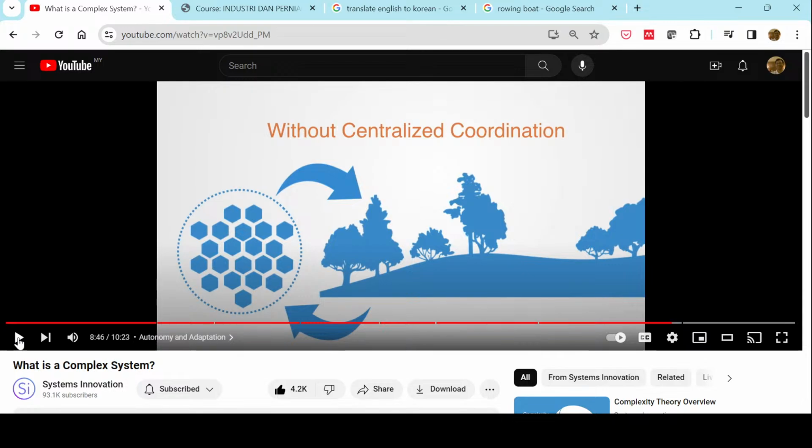With those interactions comes the self-organizing, because the elements are interacting among each other. This will self-organize as a whole, a new whole.